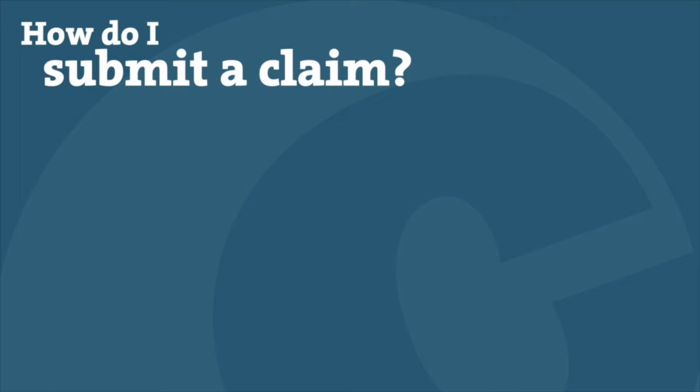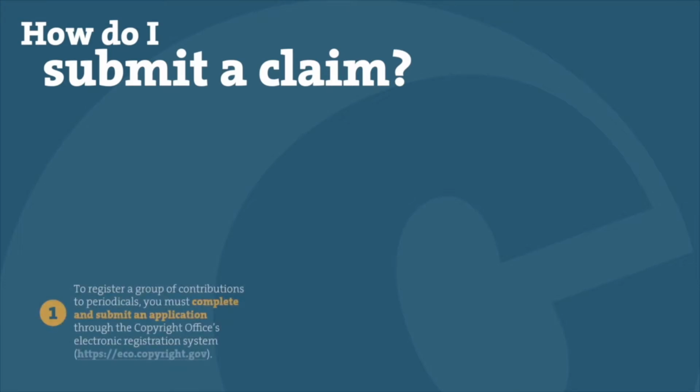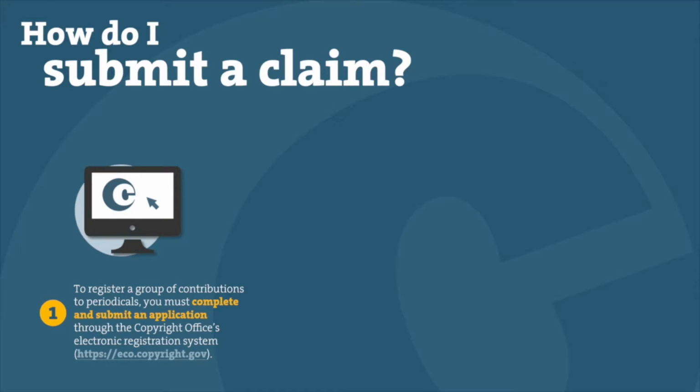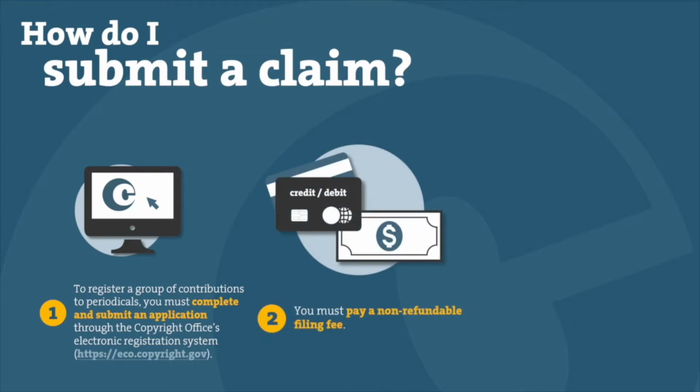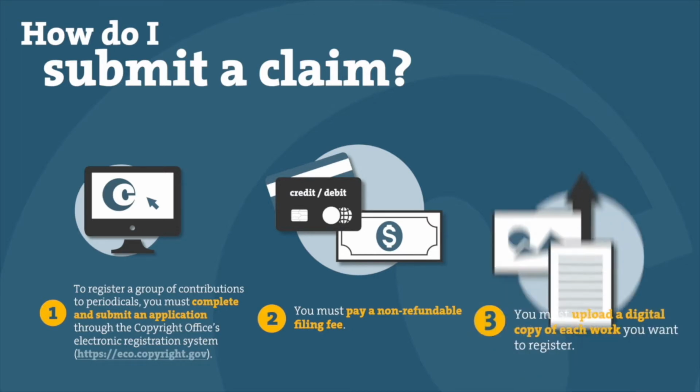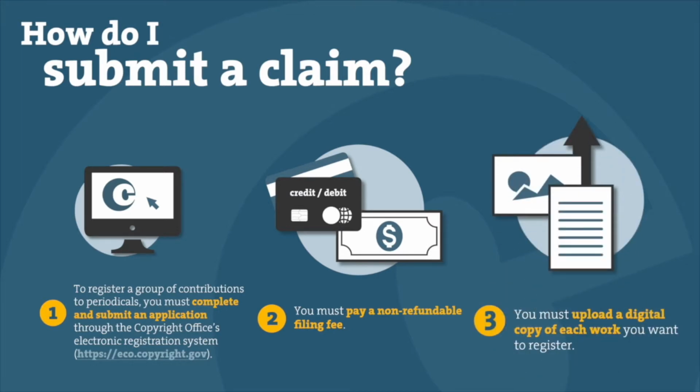How do I submit a claim? To register a group of contributions to periodicals, you must complete and submit an application through the Copyright Office's electronic registration system. You must pay a non-refundable filing fee. You must upload a digital copy of each work you want to register.